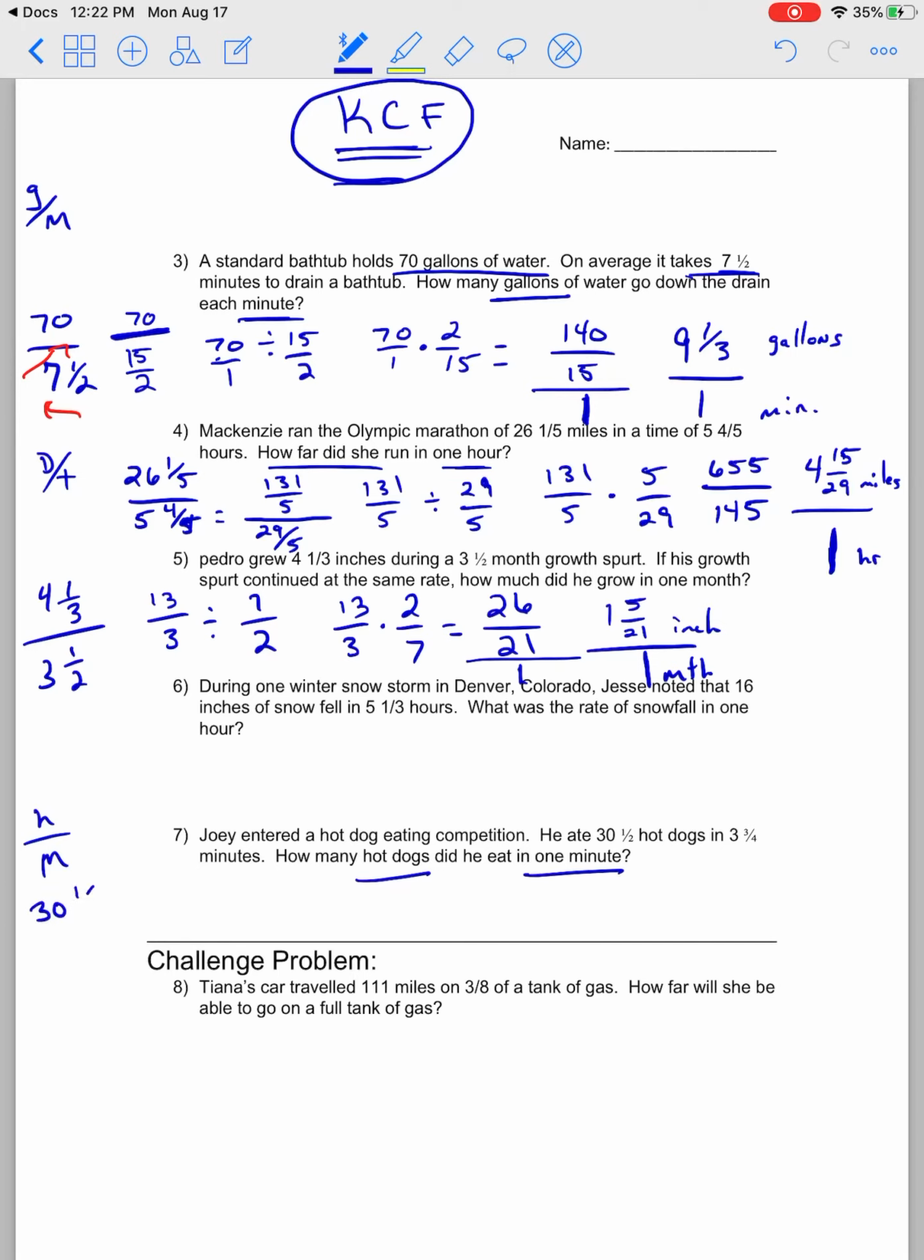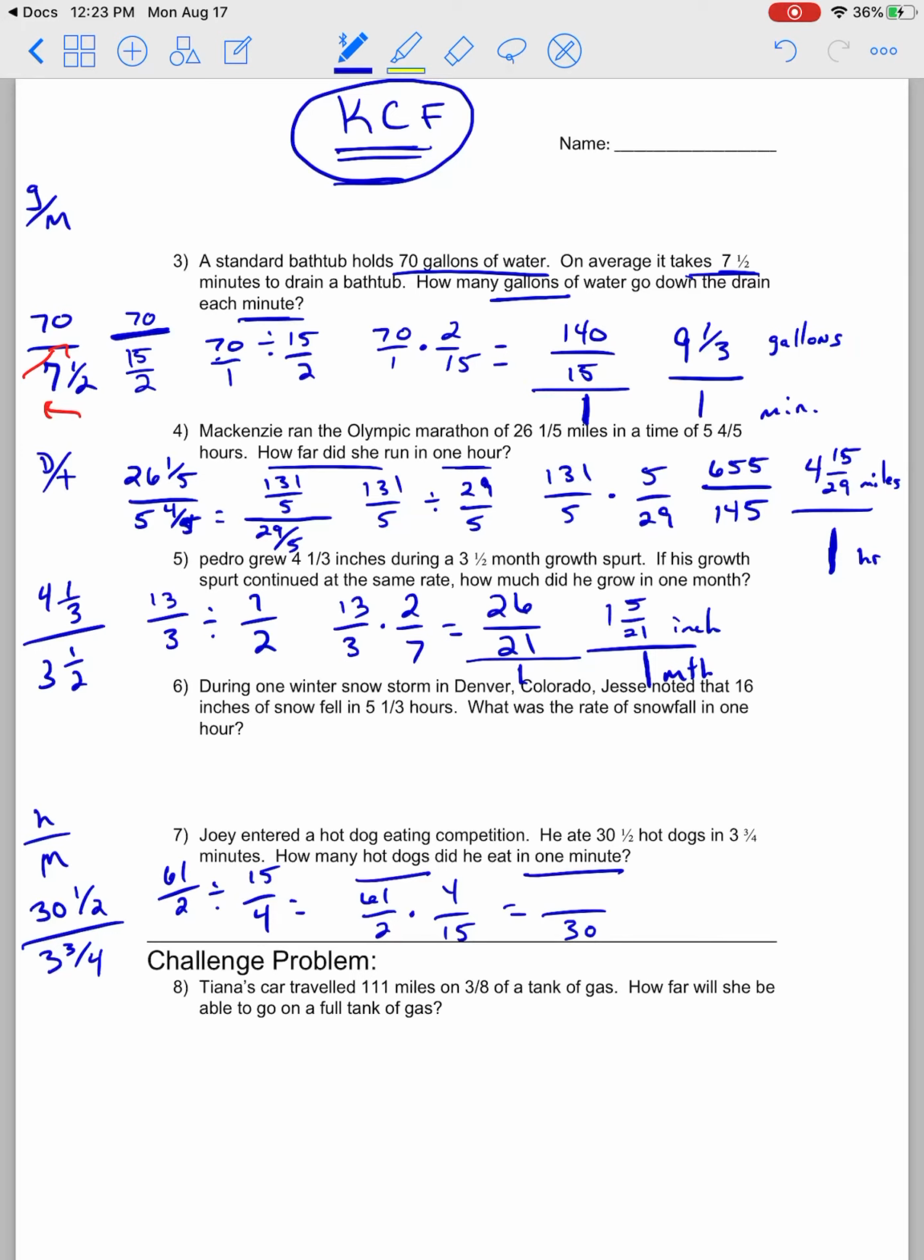So what did he eat? He ate 30 1/2 hot dogs in 3 3/4 minutes. Well, remember, we want that unit rate to 1, so we got to divide the top by the bottom. But in order to do that, we need to convert first. So let's look at the top. 30 times 2 is 60, plus 1 is 61 over 2. And then on the 3 3/4, that's 4 times 3 is 12, plus 3 is 15 over 4. Keep, change, flip. You have 61 over 2 times 4 over 15.